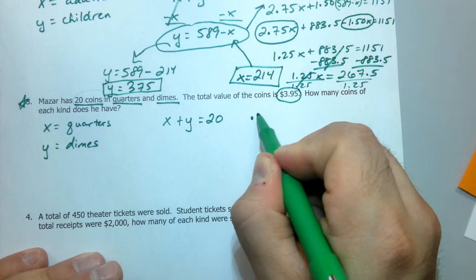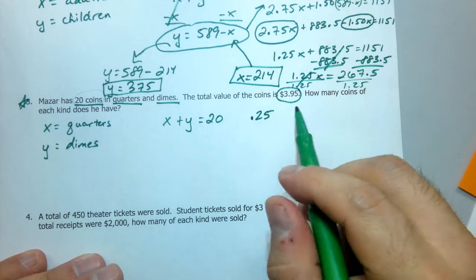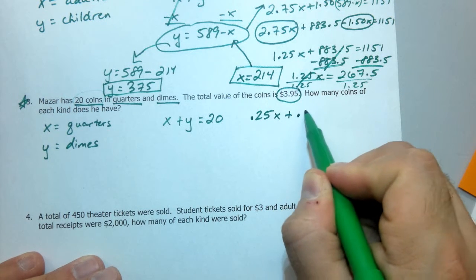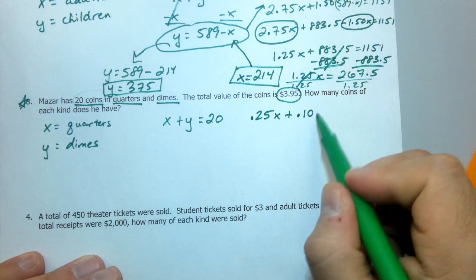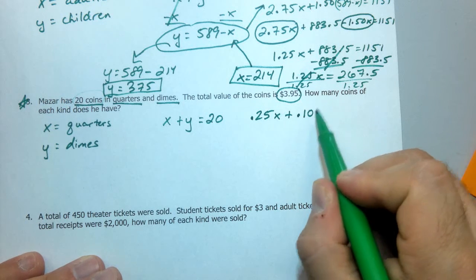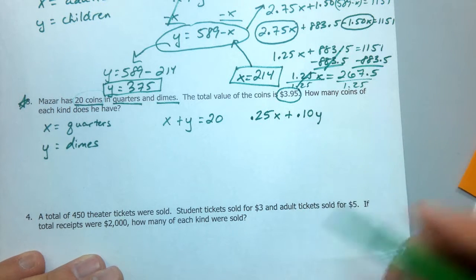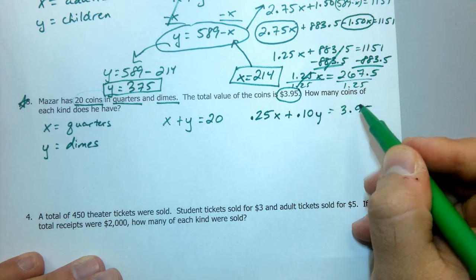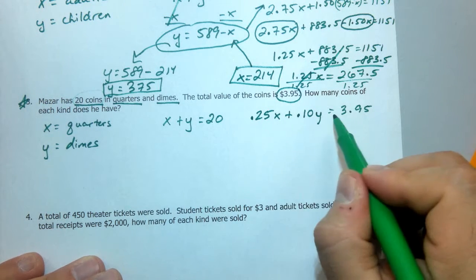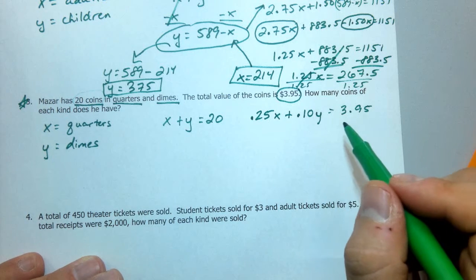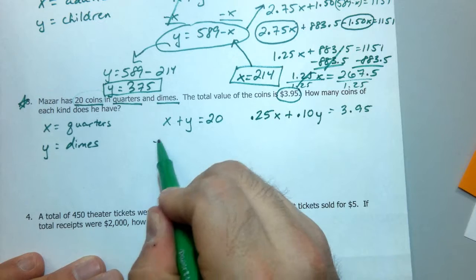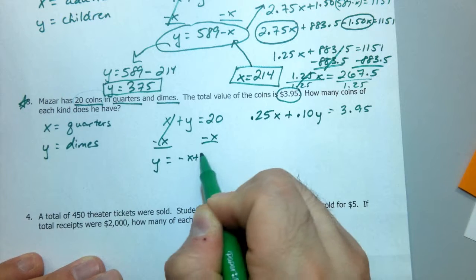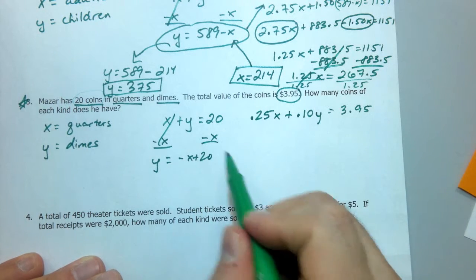Quarters are written as 0.25, as in 25 cents. So this will be 0.25x plus dimes, which is 0.10. You can put 0.1, but I like to put 0.10 to show it's 10 cents, times y equals $3.95. Just like the last problem, I see that it's decimals. I'm not really looking to cancel out with elimination. I think I'd rather do substitution here, so I'm going to solve for y again, and I'll get y equals negative x plus 20, or 20 minus x, however you want to do it.